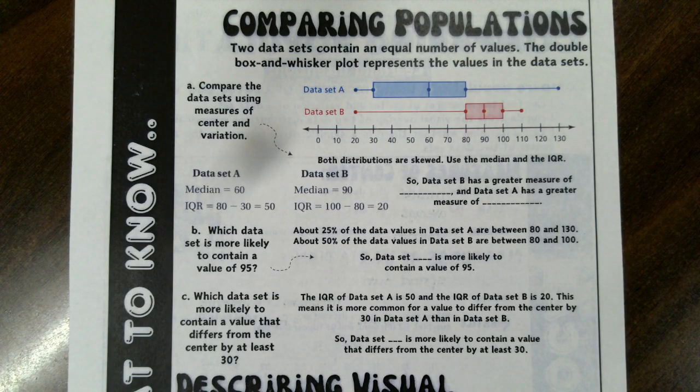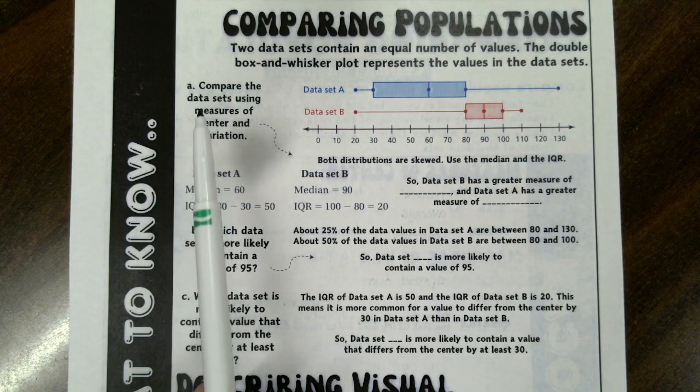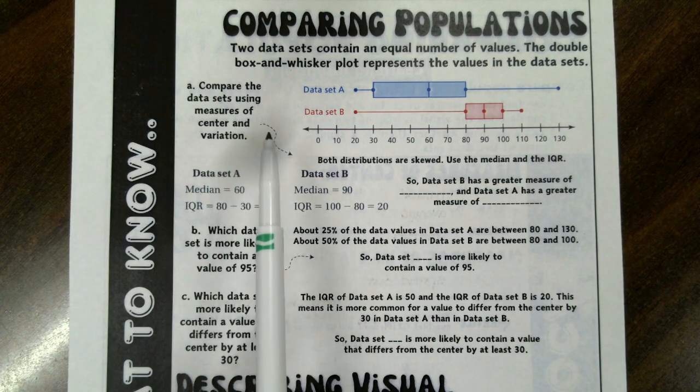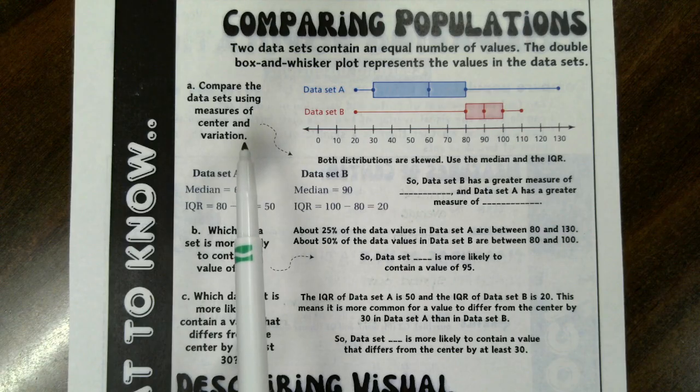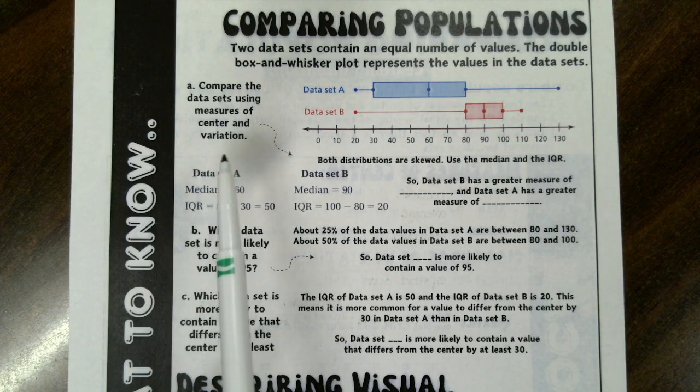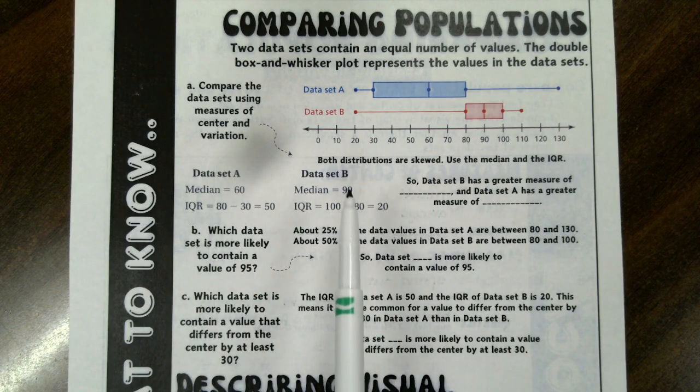And it says two data sets contain an equal number of values. The double box and whisker plots represent the values in the data sets. So our first assignment here is to compare the data sets using measures of center and variation. So what do I know?